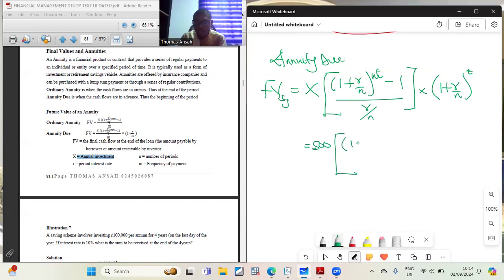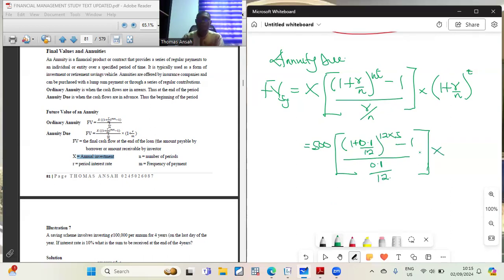I have here 1 plus R. R is 10%, so 1 plus 0.1. The 0.1 will be divided by 12 because it is compounding like that. Then here, 12 multiplied by the 5 years, all minus 1. Then what do I do? All over R again, 0.1 over the number of times it is compounding.